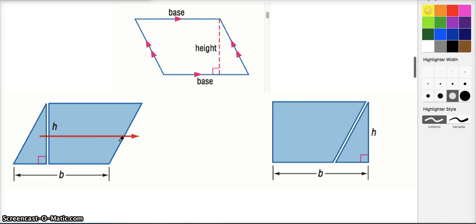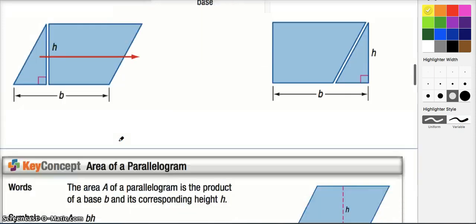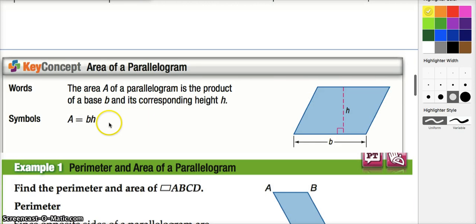And you can see from there that the area of a parallelogram is going to be base times height. So here we have it written neatly. Area is equal to base times height, knowing that the base is one side and the height is always drawn to that base. Let's look at an example.